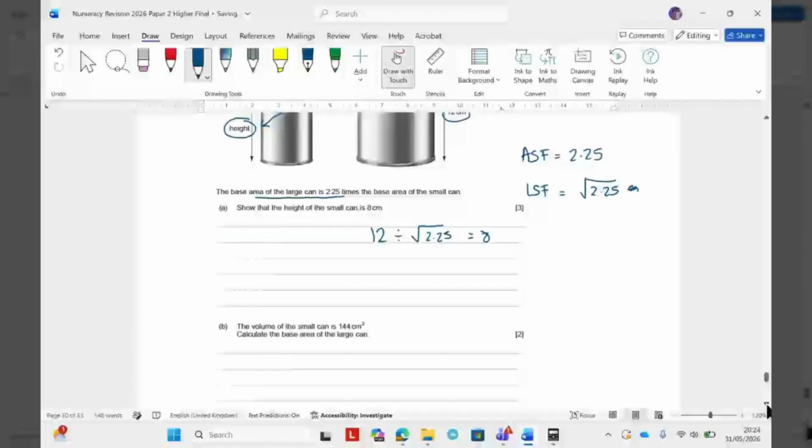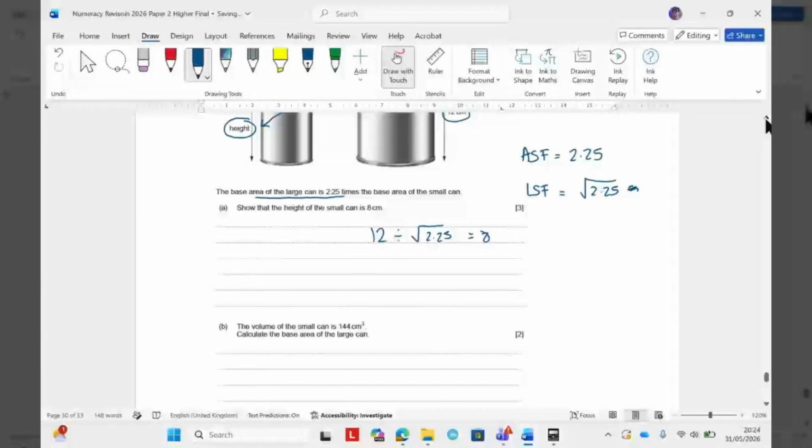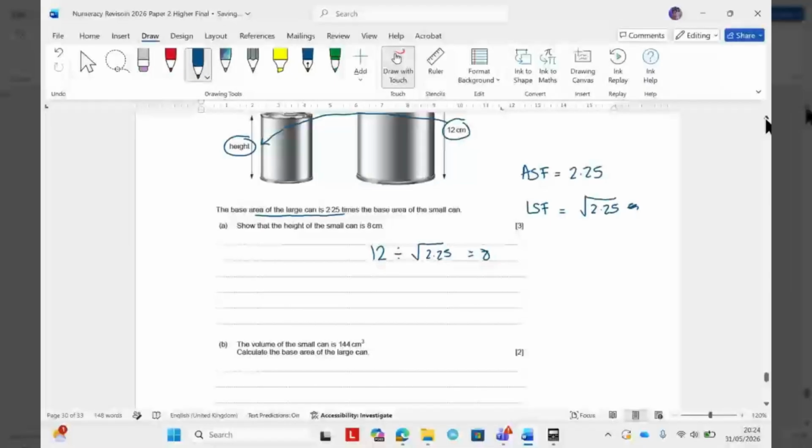Right. The volume of the small can, calculate the base. What the? The volume of the small can is 144. Right. Calculate the base area of the large can.